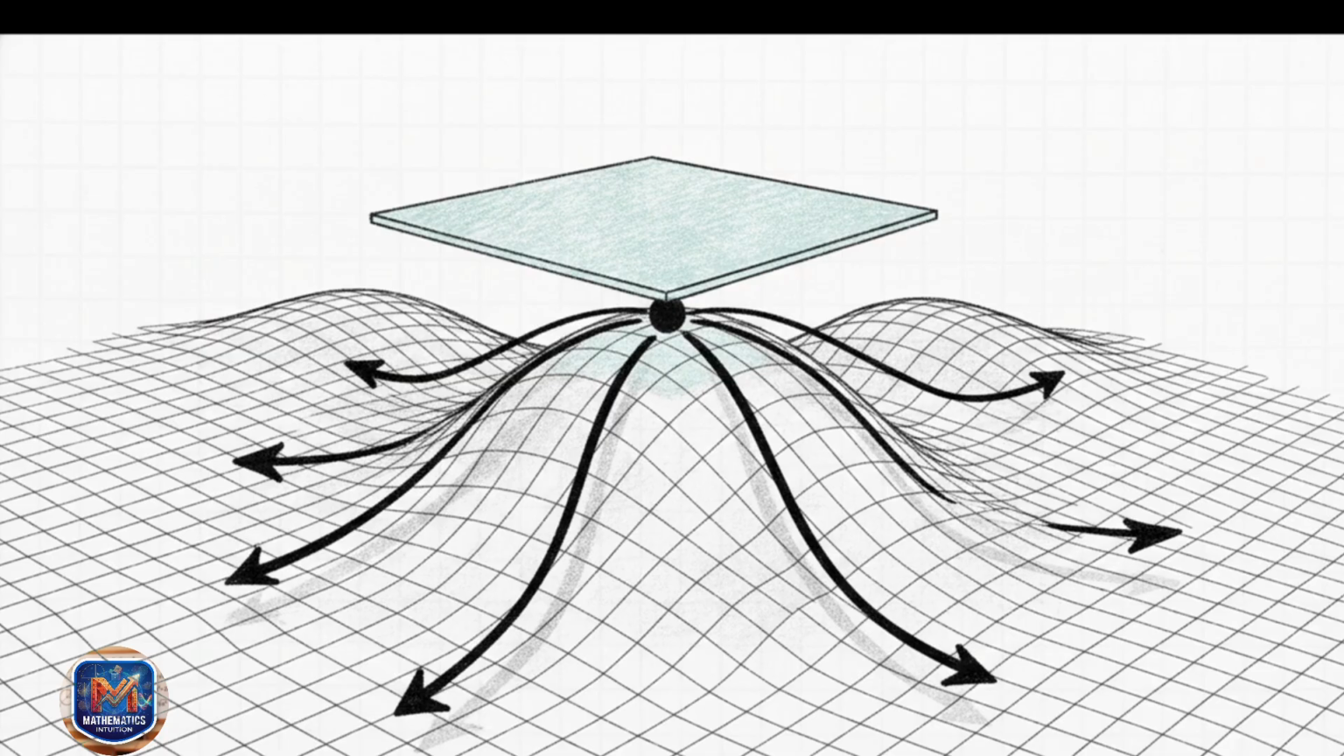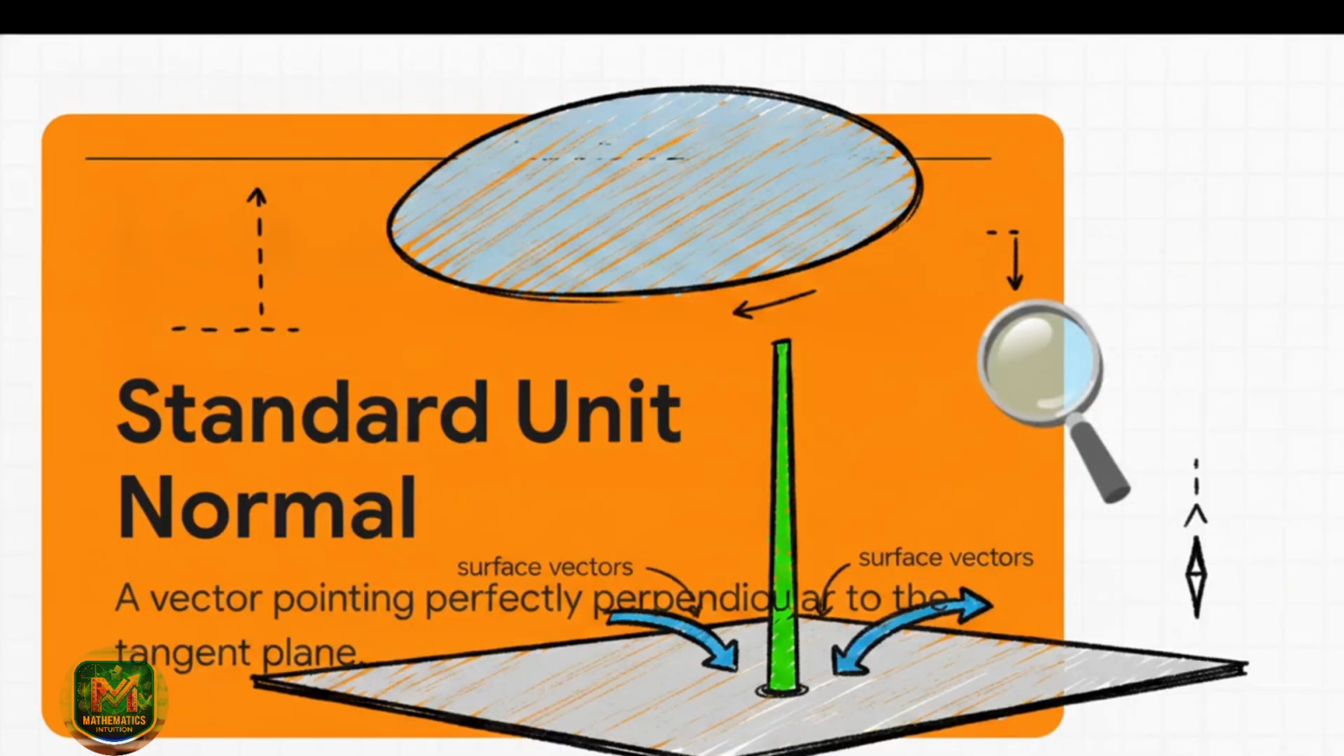3D surface. And once we have that perfectly flat glass plane at our feet, we can define a totally critical signpost, the standard unit normal. By calculating the cross product of our surface vectors, we generate a brand new vector that points straight up and away from our localized flat map, perfectly perpendicular to the surface. It is the absolute mathematical definition of up for that specific point on the surface.